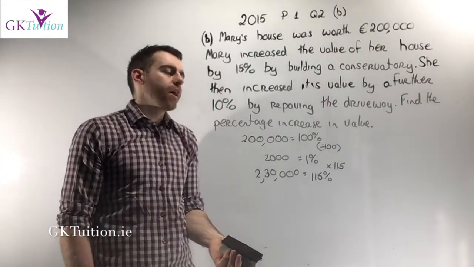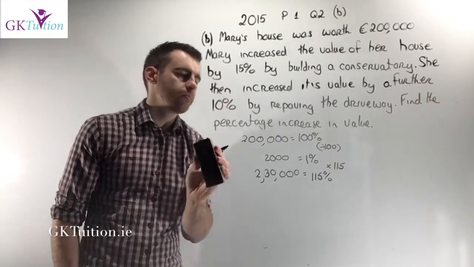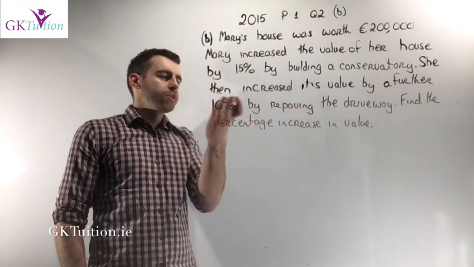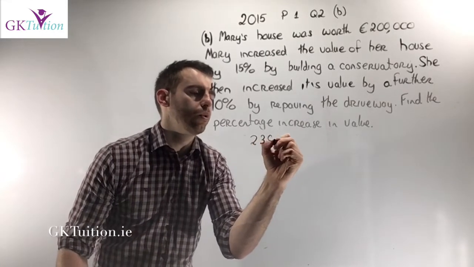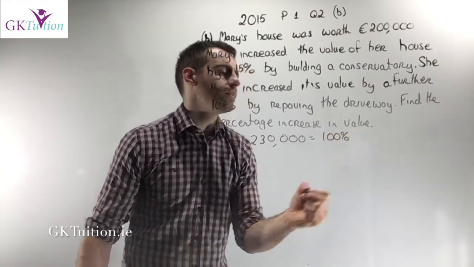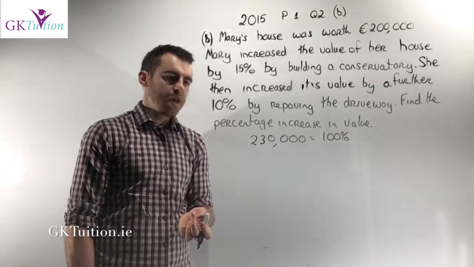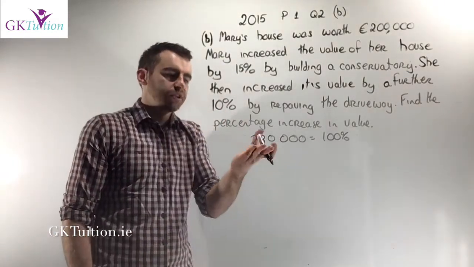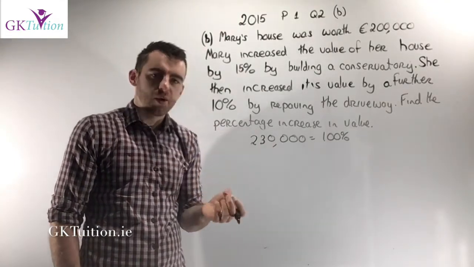Now the house is worth 230,000 and she increased its value by a further 10%. So I would suggest you basically just do the same thing again. Before she goes to repave the driveway, the value of the house is 230,000, and in this case I'm going to represent that as 100% of the value of the house. And now she's going to repave the driveway, so it's obviously going to be worth 110% of that figure.